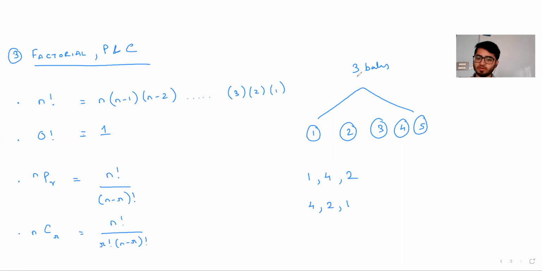So the total number of ways in which we can select it will be 5P3. And here order is important. This and this are different.